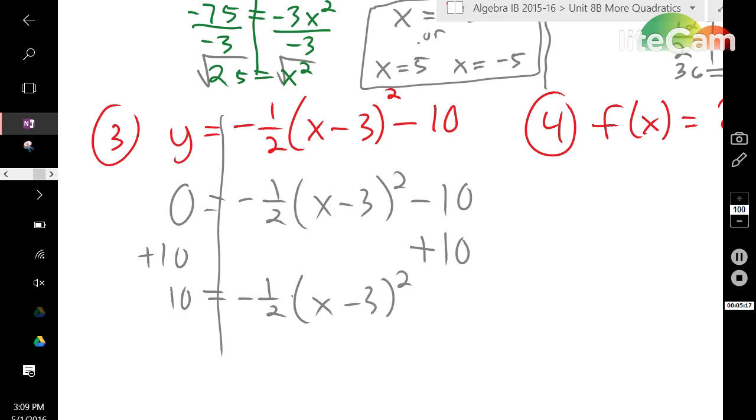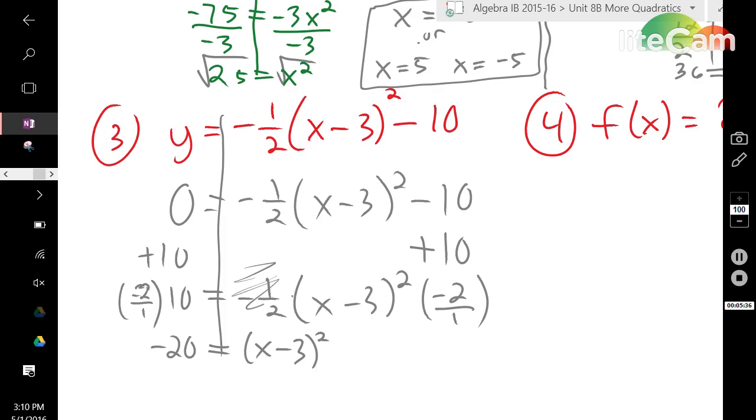Next step, undo the multiplication of a fraction with the multiplication of its reciprocal. So multiply both sides by negative 2 over 1. That gets you negative 20 over here, and (x minus 3) squared. The reason you multiply the reciprocal is that they cancel out to 1.